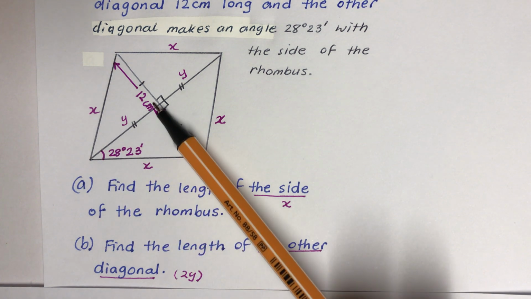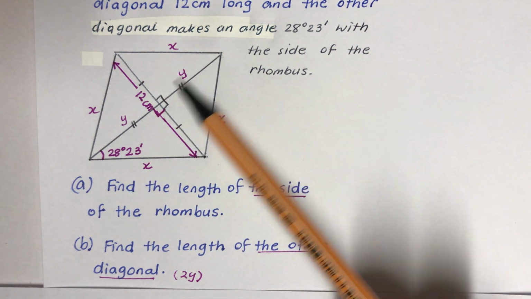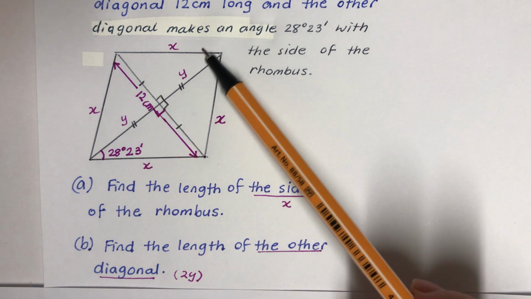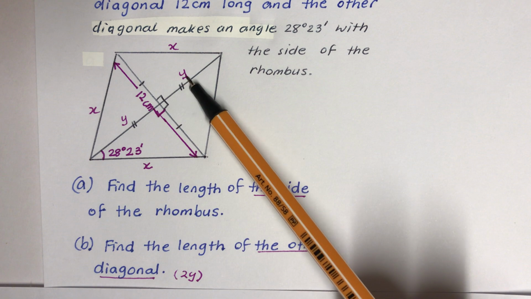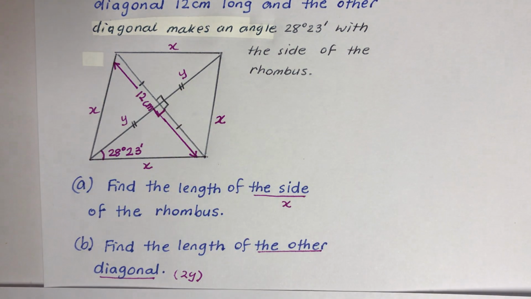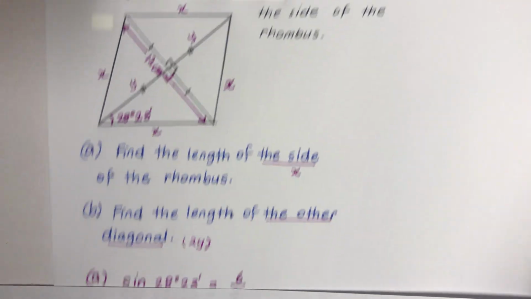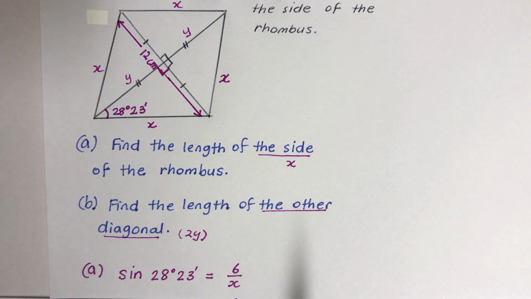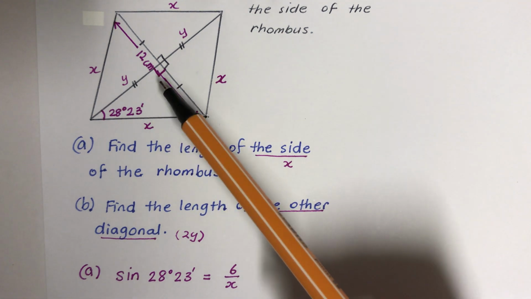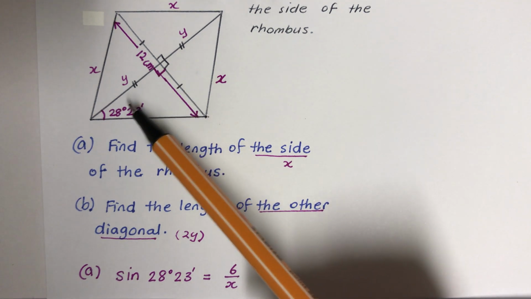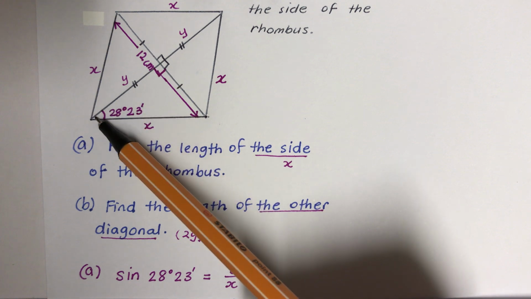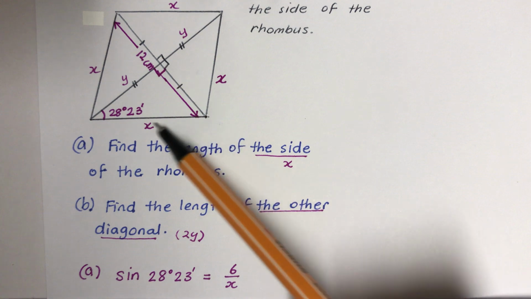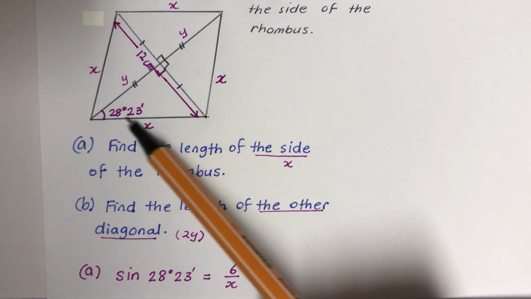Now I'm just going to call this diagonal, and half of that is Y, the other half is Y. So the other diagonal will be 2Y, because it'll be Y plus Y. Okay, so let's do part A. Before we do part A, I have to find the right angle triangle. So this is the only angle we got, so I'm just going to look at this triangle right there.